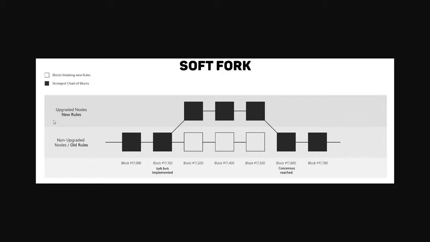So as you can see here, that's exactly what's happened, and these blocks here are invalid for the new rules, but as it comes back into the original blockchain, these ones are actually validated with the new upgrade. So this is basically a soft fork.